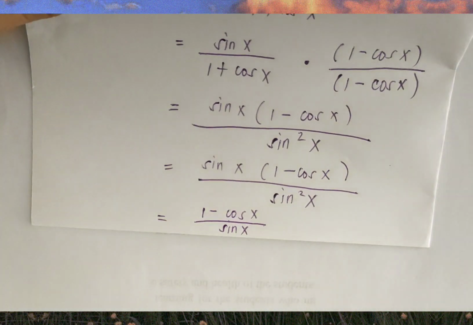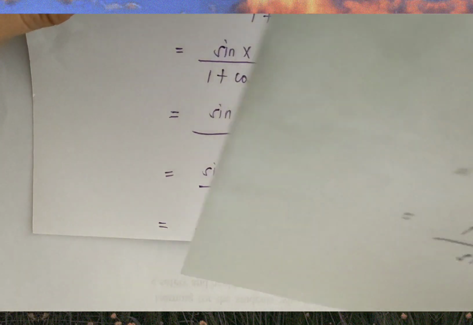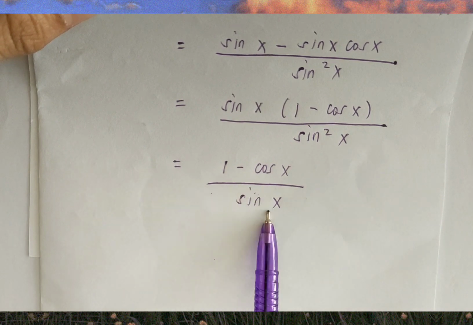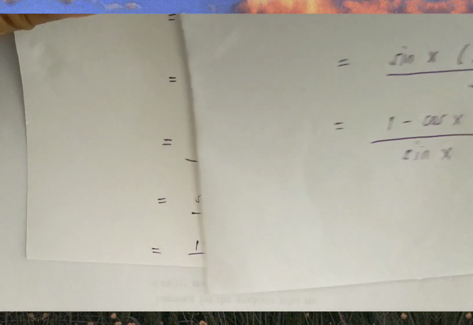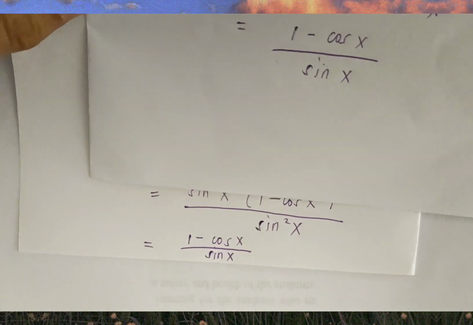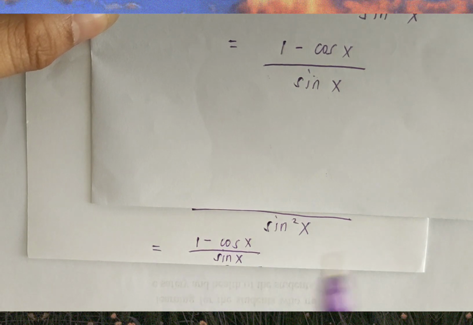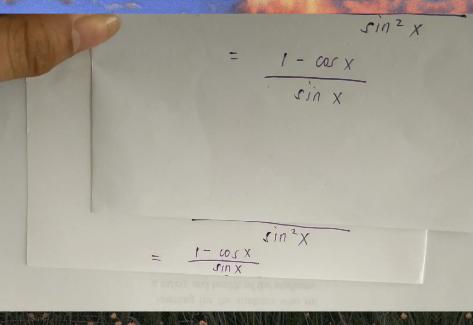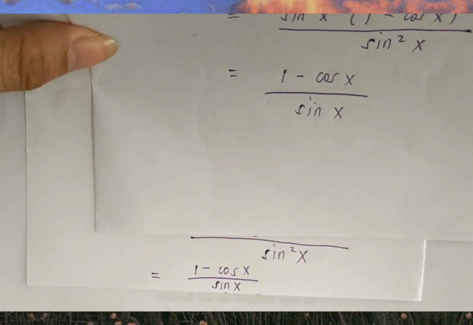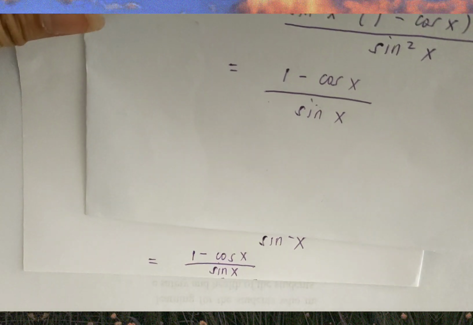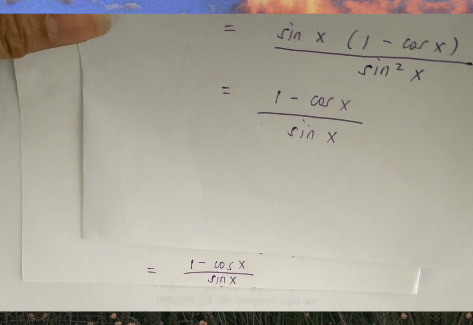Let us compare the answer from the right side a while back. We have there 1 minus cosine x all over sine x, same with our answer for the left side, which is also 1 minus cosine x all over sine x. From both sides, we come up with the same last expression. The equation, therefore, is an identity.